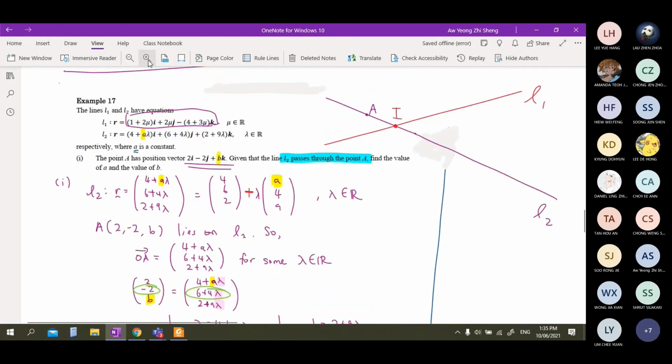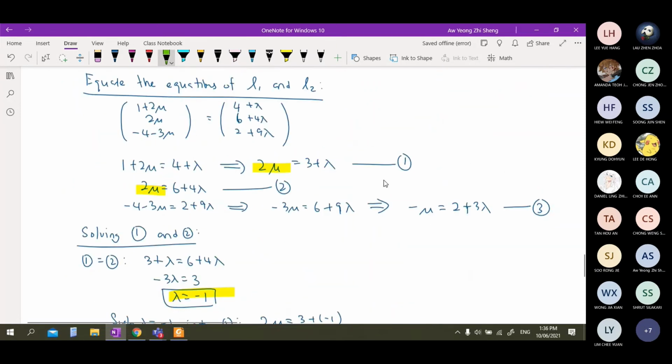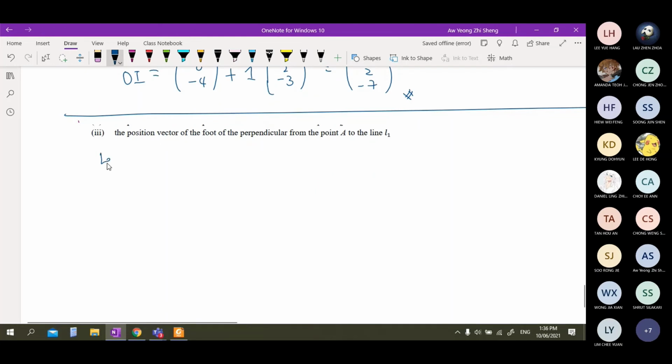Okay. So going back to the diagram above, we want to find the foot of perpendicular from A to L1. L1 is a red line. A to L1 means it's this one here. So let's call this point F. Let F be the foot of perpendicular from A to L1.